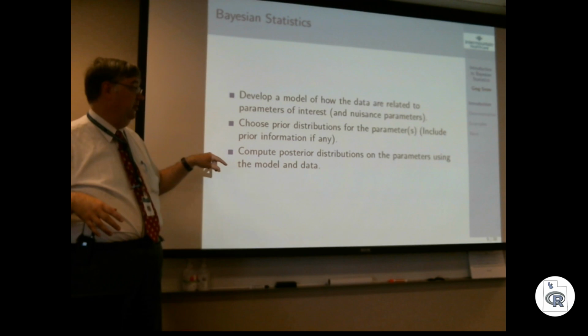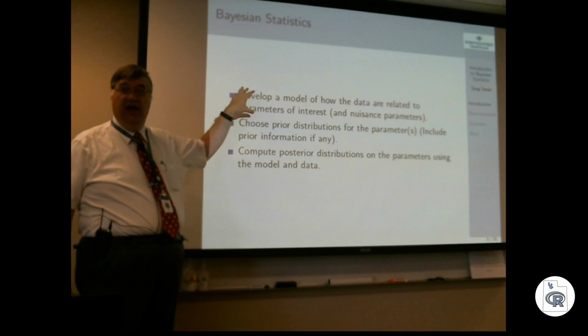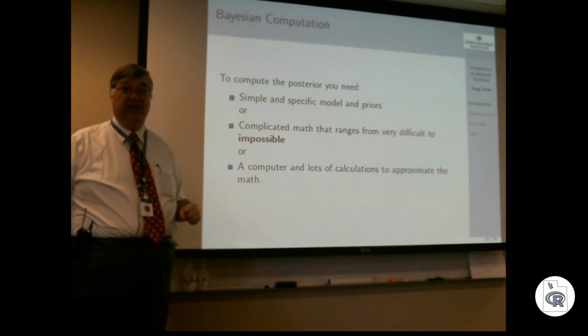But then we do our inference or our interpretation based on that posterior distribution, combining together our prior knowledge and the likelihood with the data, to see how that updates our prior to give us that posterior distribution. Okay, computing the posterior is the tricky part here, and there are a few different options.